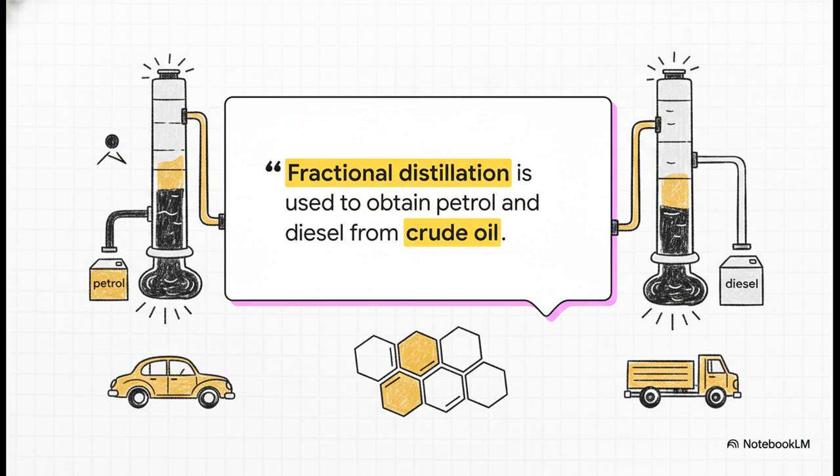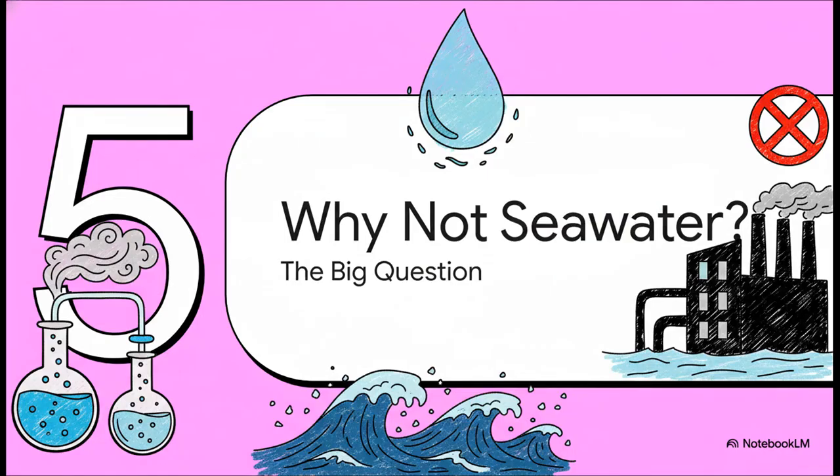It's exactly how we take crude oil, which is just a messy gunk of hundreds of different liquids, and separate it into all the useful fuels that run our world, like petrol and diesel. It is absolutely essential. So, all of this leads to a pretty logical question, right? If distillation is so great at turning salt water into fresh water, why don't we just build giant plants and solve the world's water shortages?